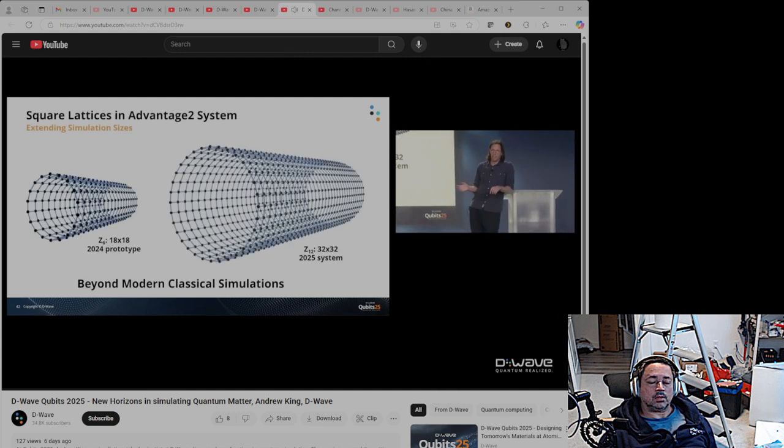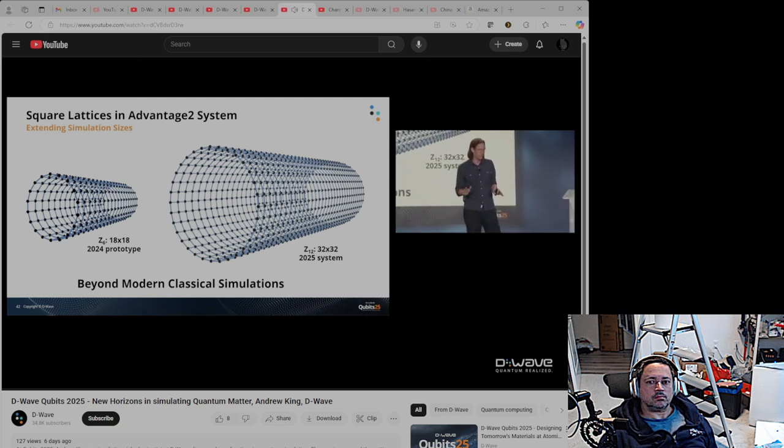So in the Z6 that we had last year, you can go up to 18 by 18. But in the Z12, you can go up to 32 by 32 with no defects. There's no missing qubits, no imperfections in this lattice. It's over 1,000 qubits. And this is considerably larger than what they did in the 2024 classical simulation paper.